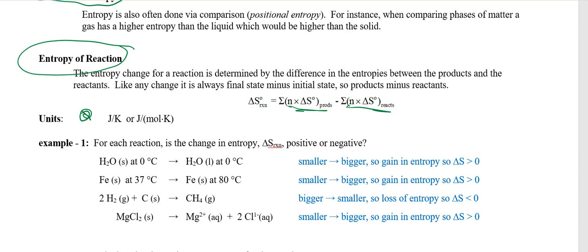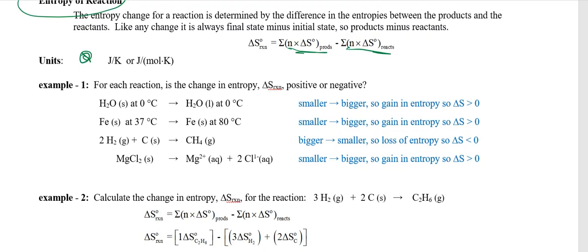I have two examples here. One is just a comparison, and then the other one we're going to get to the numbers. And the first example, I'm going back to those exact same ones we did. If you did the water at 0 to 0, solid versus liquid, you're going smaller to bigger. So that's a gain in entropy.